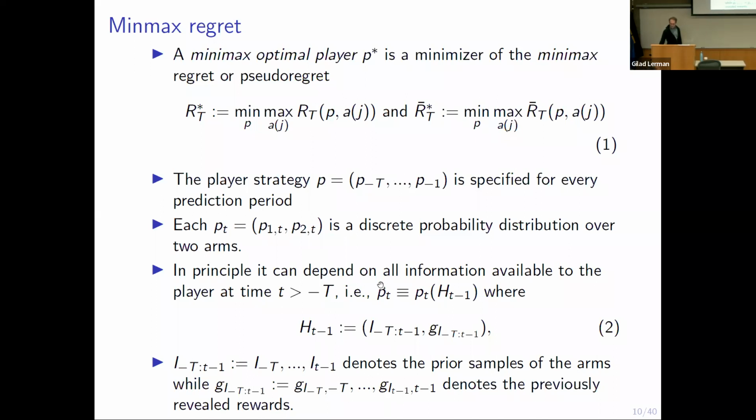So what makes this problem hard is that in the min-max setting, as opposed to the Bayesian setting or something else, the player can in principle use all information available to her from previous periods. So it's a function of history. History is all the prior samples of the arms, all the previously revealed rewards. So it's a very large tree, and it's a very difficult problem.